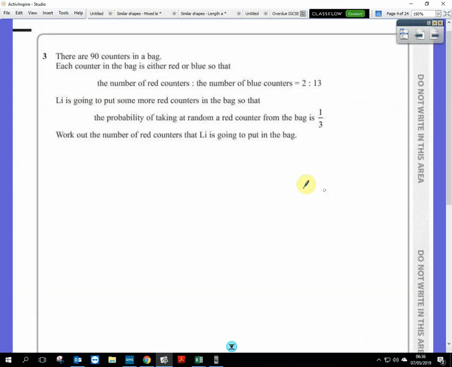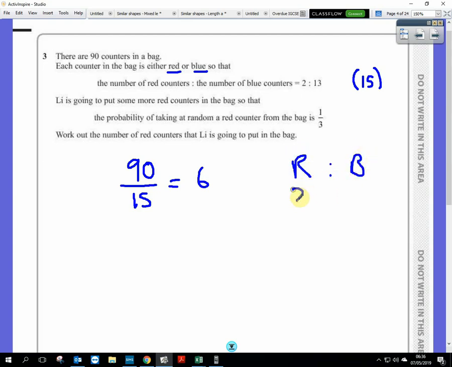Next question. There are 90 counters in a bag. Each counter is either red or blue. So what I'm going to do is first of all divide 90 counters into red and blue according to the ratio. So the ratio parts add up to make 15. If we do 90 divided by 15, that's 6. And then I can write here red to blue is 2 to 13. Okay. Each part is worth 6 counters. So times both of these numbers by 6. 2 times 6 is 12. And 13 times 6 is 78. And they obviously add up to make 90, which is good.